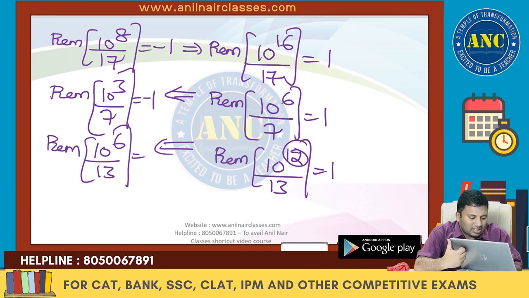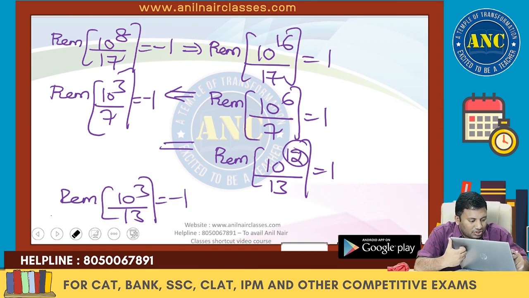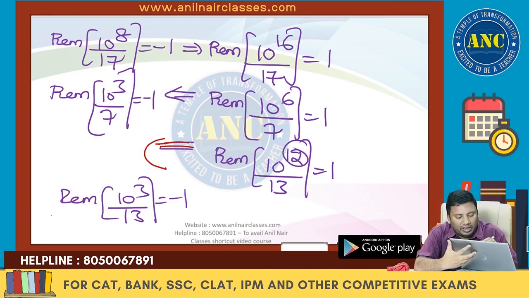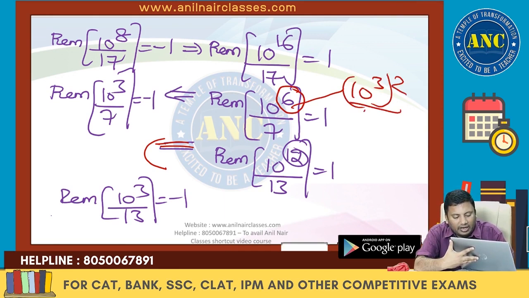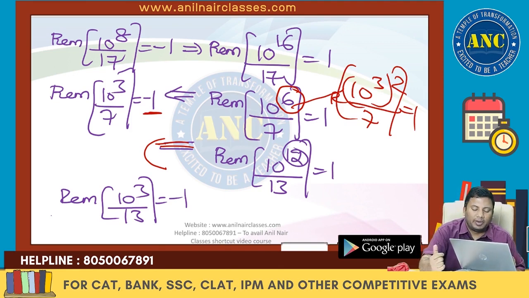10 power 6 divided by 13 is 5. If I further divide it, 10 cube divided by 13, it is minus 1. I will not write here, as this might result in confusion, but I will make a point. If it is 6, this is nothing but 10 cube whole square divided by 7. X square is 1, this is minus 1. 10 power 12 divided by 13 is 1.